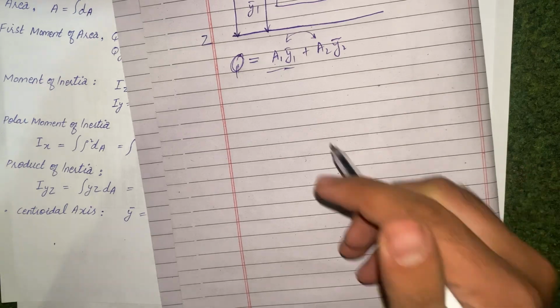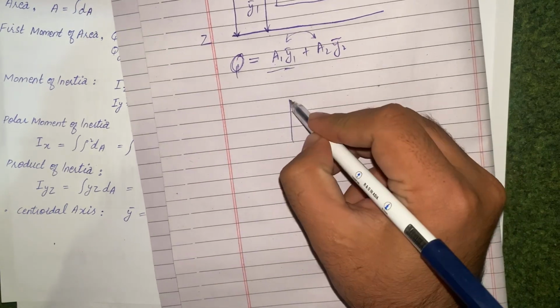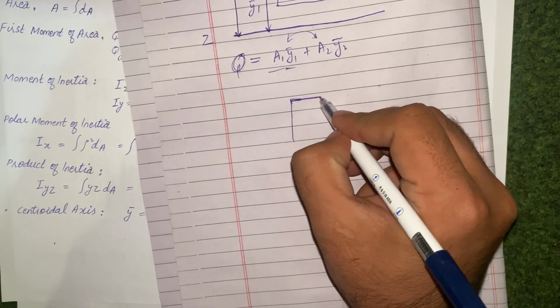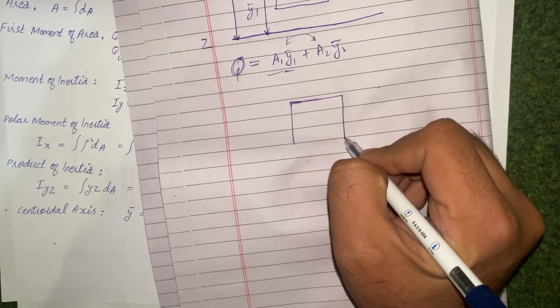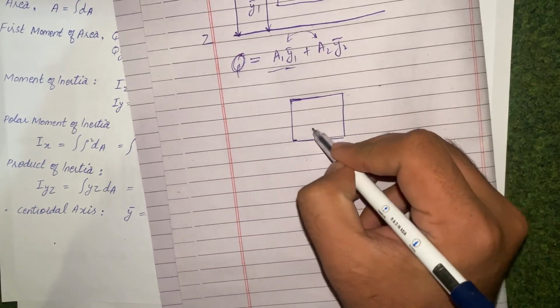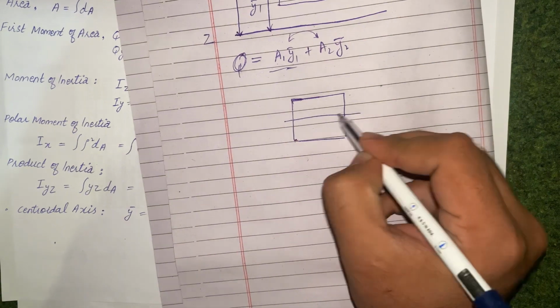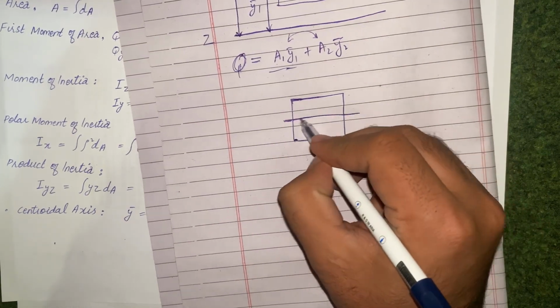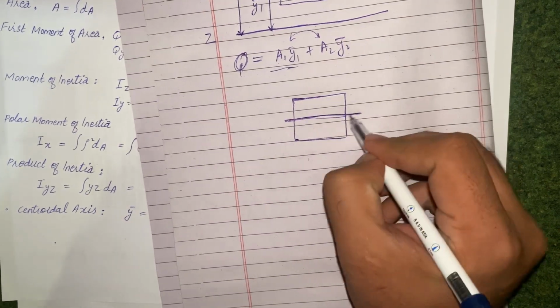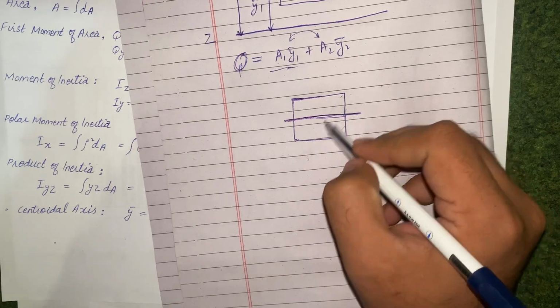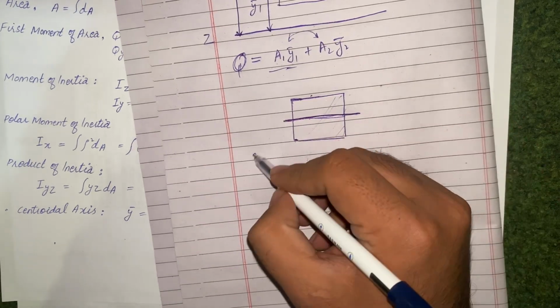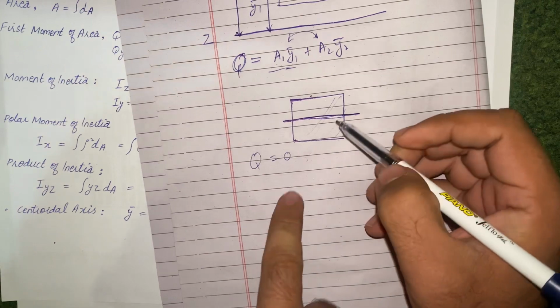Its second point is that for a symmetrical shape, when we calculate the first moment of area about the centroidal axis for the whole section, it will be 0. How will it be 0?